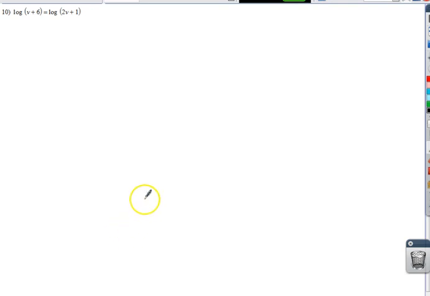Now, wait a minute. I don't see a base here. Oh no! Oh wait, that's right. When there is no base, it is the common log, or base 10. So again, I do have a 10 here. I just don't write it. Just like you don't write that x has a coefficient of 1, or an exponent of 1, or divided by 1. That's quite redundant. We don't need to do that.